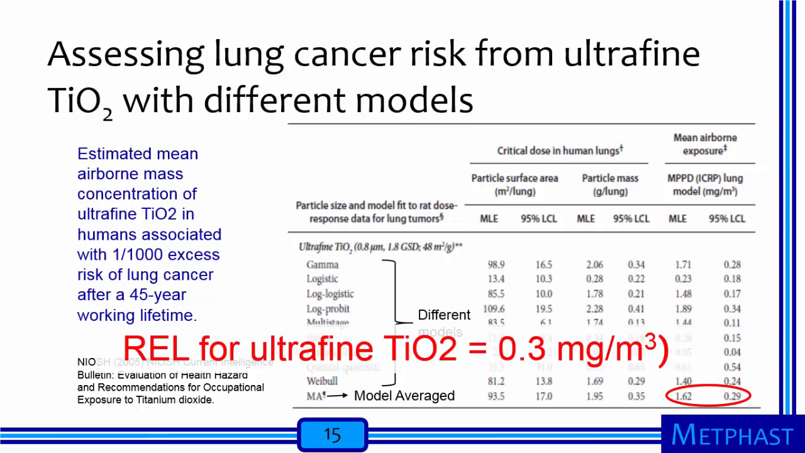The National Institute for Occupational Safety and Health, NIOSH, utilizes the 95% lower confidence limit estimates as the basis for the recommended exposure limit, or REL, as opposed to the maximum likelihood estimate, to allow for model uncertainty in the estimates. Thus, the NIOSH REL for ultrafine titanium dioxide is 0.3 milligrams per cubic meter.